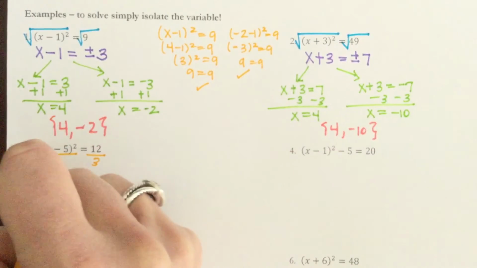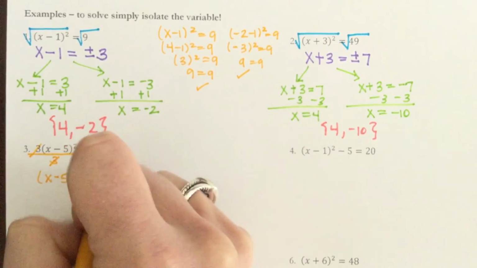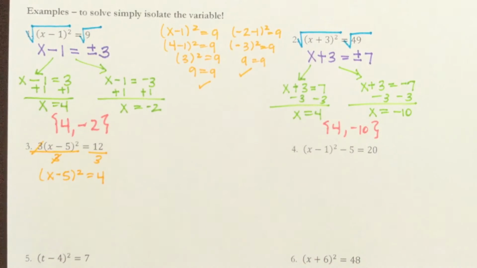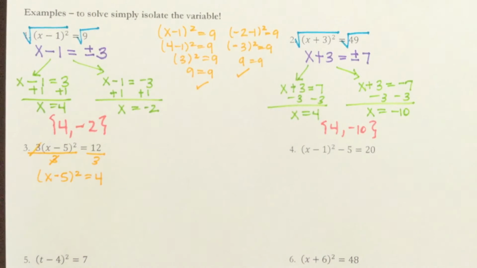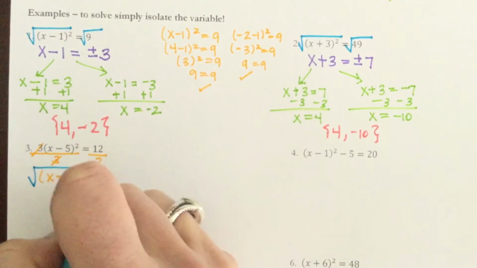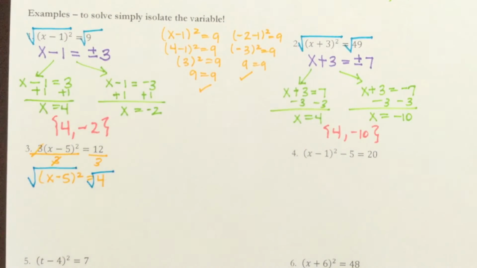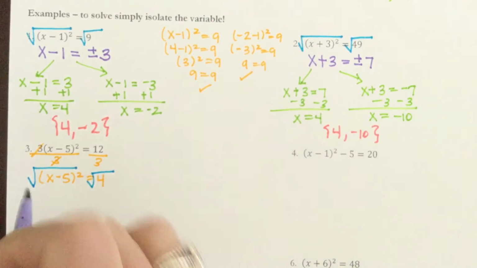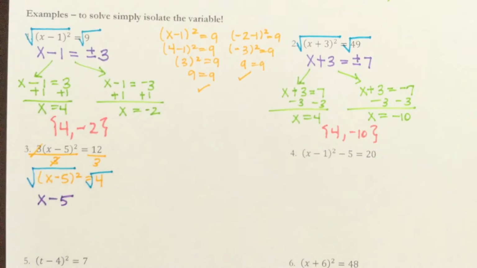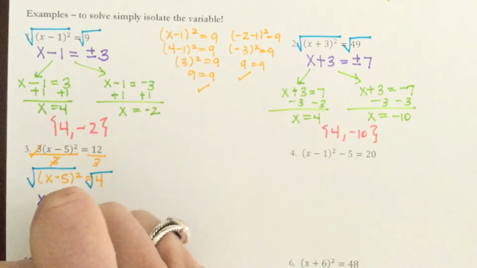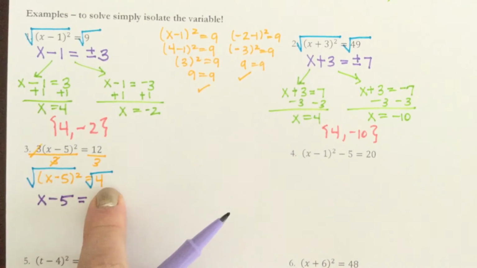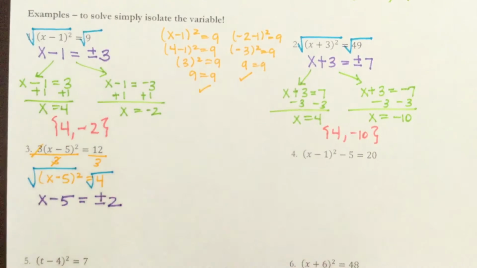These cancel to leave me with x minus 5 squared. And on the right-hand side, 12 divided by 3 leaves us with 4. Now that our parentheses with the square is isolated, we can unlock those parentheses by taking the square root of both sides. I can undo a square with a square root. This is going to leave me with x minus 5 on the left-hand side because the square root and the square cancel each other out. And on the right-hand side, the number 4 is a perfect square, so we are simply going to take the square root, making sure to include our plus or minus symbol.